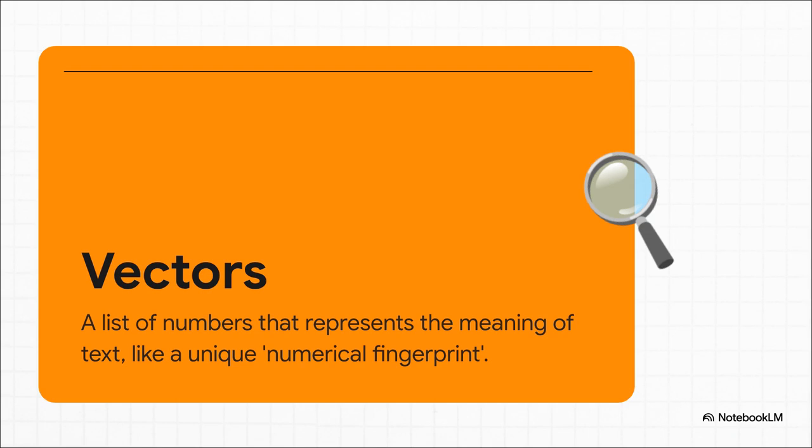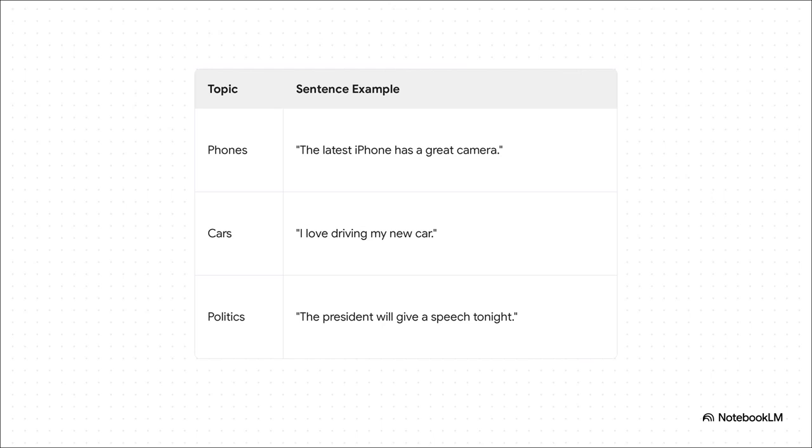But here's the brilliant part. That list of numbers acts like a unique numerical fingerprint for a word, or even a whole sentence. It captures its meaning in a language the computer can actually work with. And this whole numerical fingerprint idea is so powerful because sentences that mean similar things get similar fingerprints.